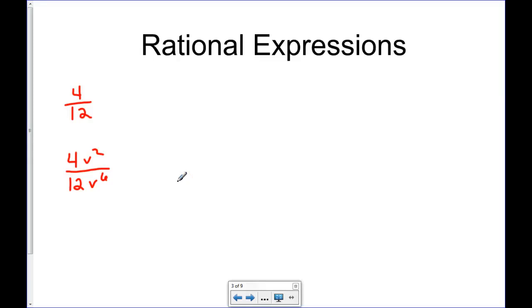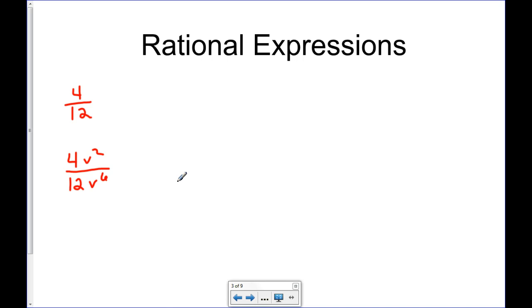Okay, so our whole entire unit right now is rational expressions. One of the things I want to ask you is, what is a rational number? What is a rational number? A fraction. Anything that can be made into a fraction is a rational number.